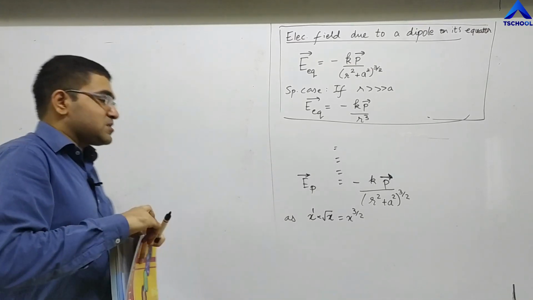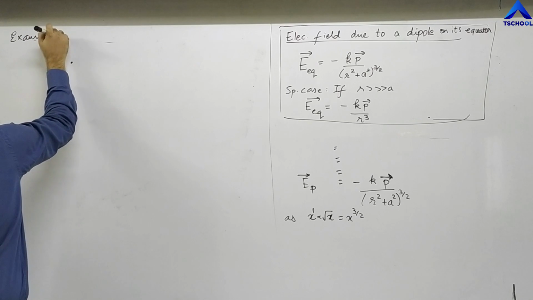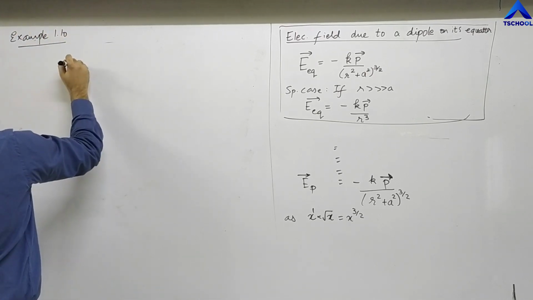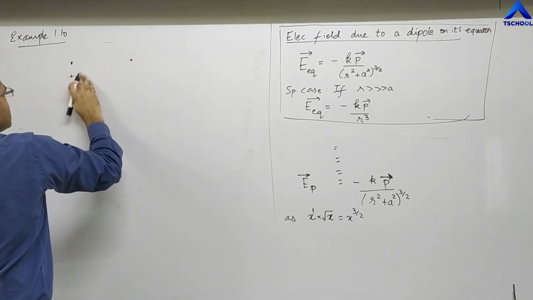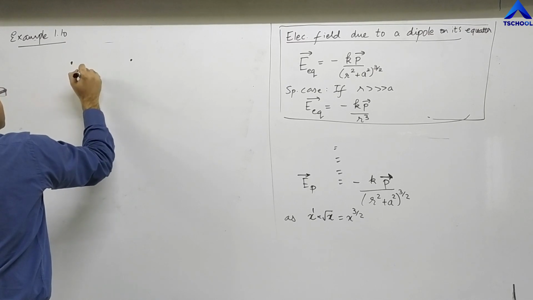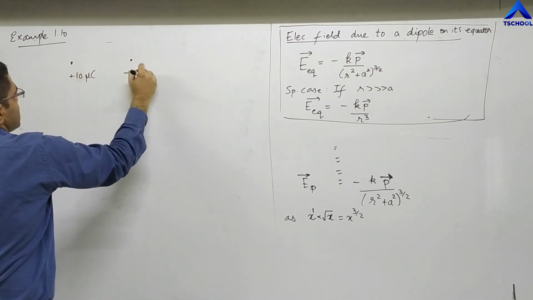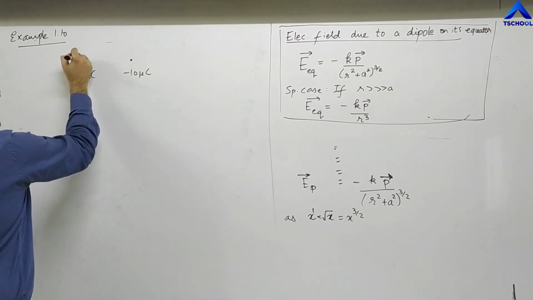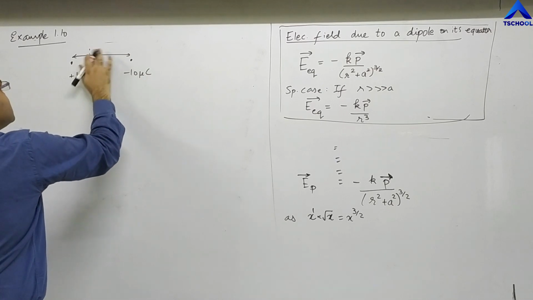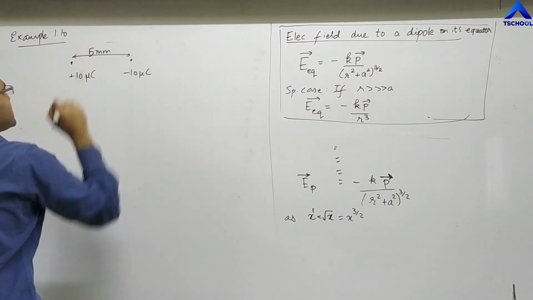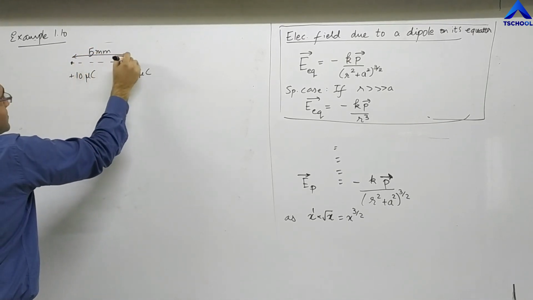So the question says that there are two charges given in example 1.10. Let's say plus 10 microcoulomb and minus 10 microcoulomb. And the distance between them is given to us. It is 5 mm, right? Don't forget, that's not the value of a. I warned you earlier.